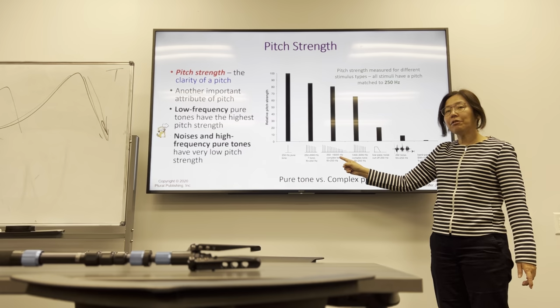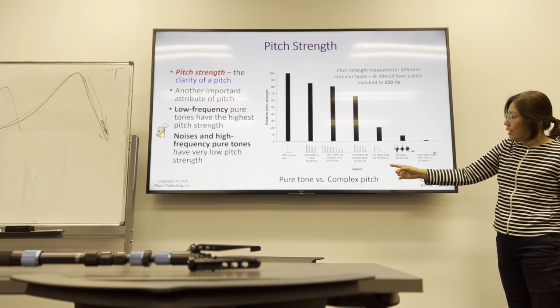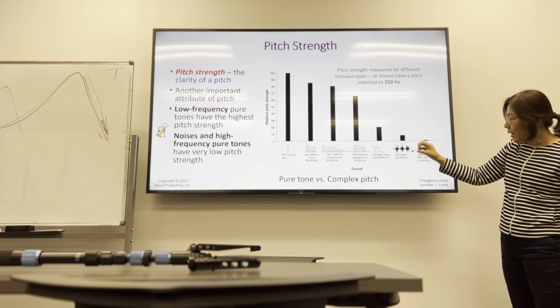And so the strength decreases gradually, depending on the component you're describing. If you use low pass noise, or amplitude modulation noise, those kinds of noise make the strength weaker. Okay, so that's what they were showing now.